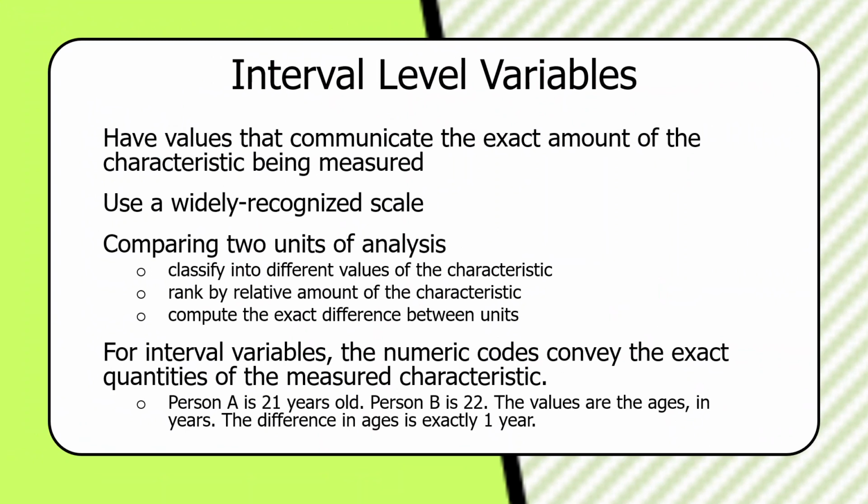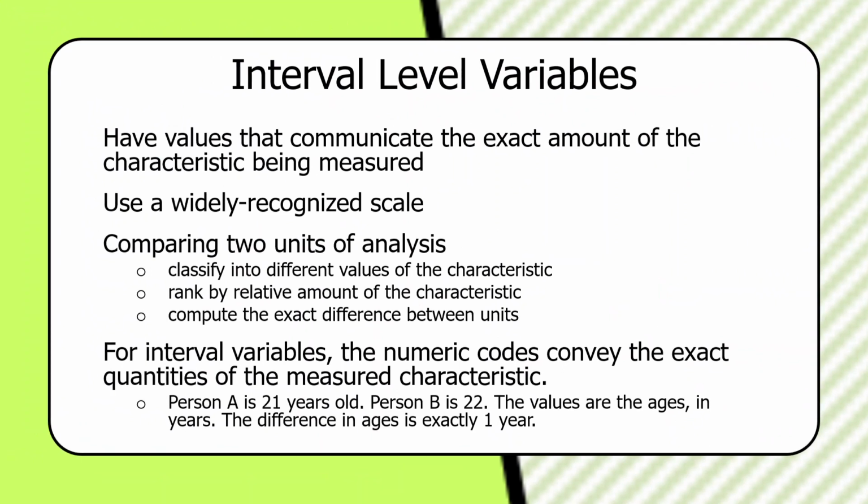You can rank by the relative amount of the characteristic. You would say that person B has more age than person A. Plus, you can compute the exact difference between the units, 1 year of difference. So it's useful to think about it this way, because as you go down in levels of precision, you begin to lose abilities. The first thing that goes is the ability to compute the exact difference between units.